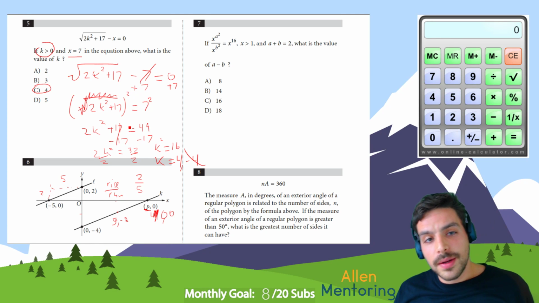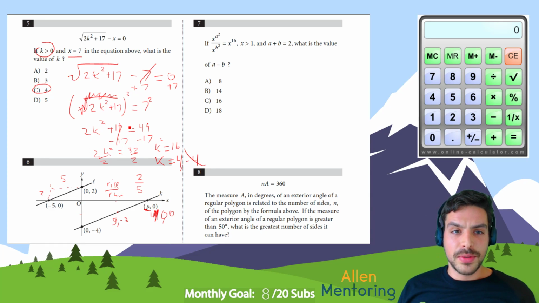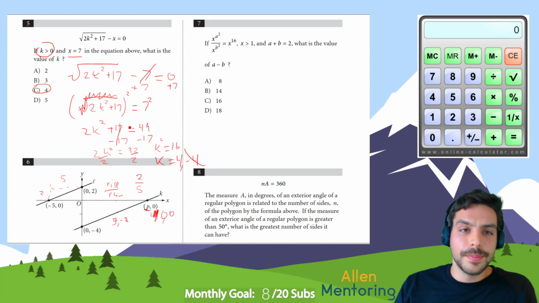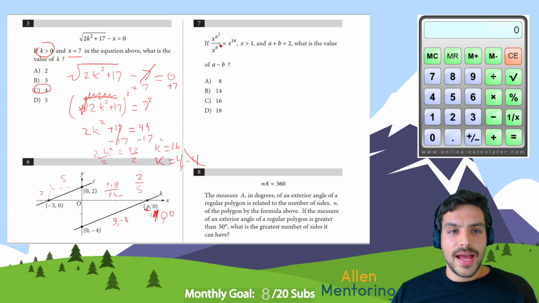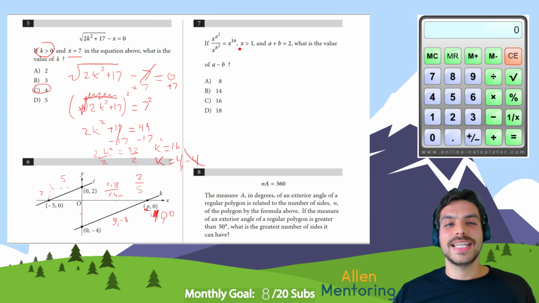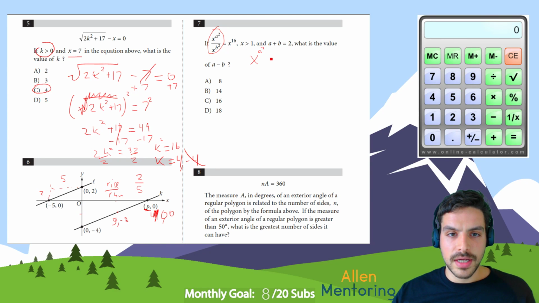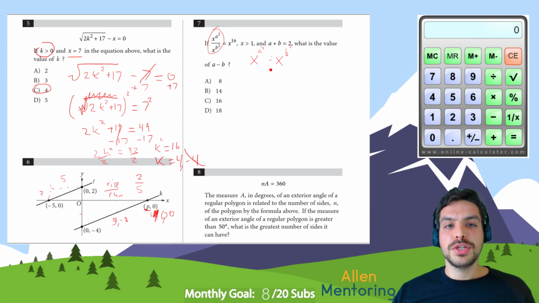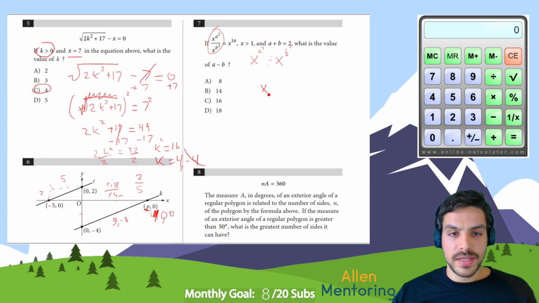This is a very popular type of problem. Anything that deals with exponents, you will usually have to either subtract the exponents or add them. So in this case, we see that x to the a squared divided by x to the b squared is equal to x to the 16. So how do we simplify right here? When you divide numbers with the same base, you subtract the exponents. So you get x to the a squared minus b squared.